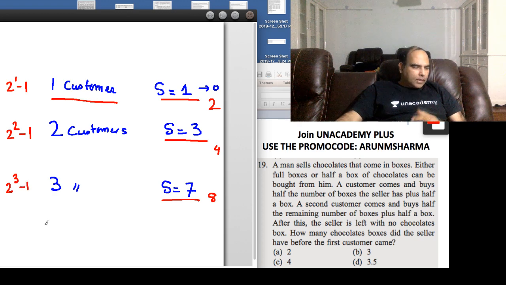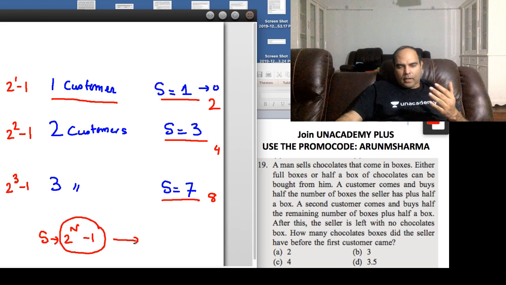So in a question like this, the seller should start with 2 raised to n minus 1, where n is the number of customers or number of iterations you want to do. This is the starting point, so that in n iterations it comes down to 0 boxes.